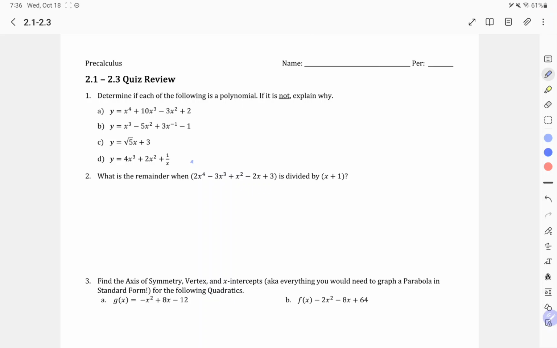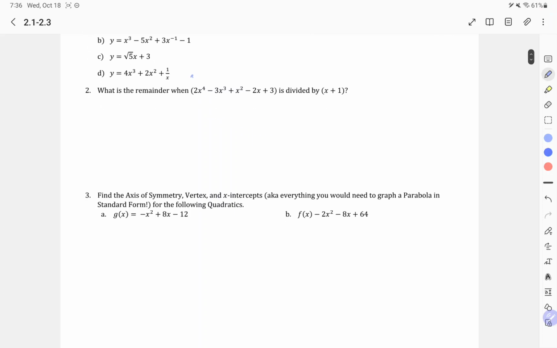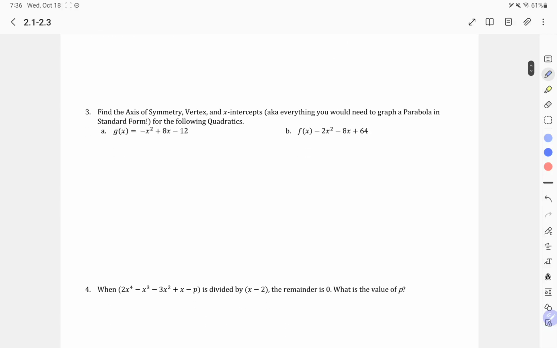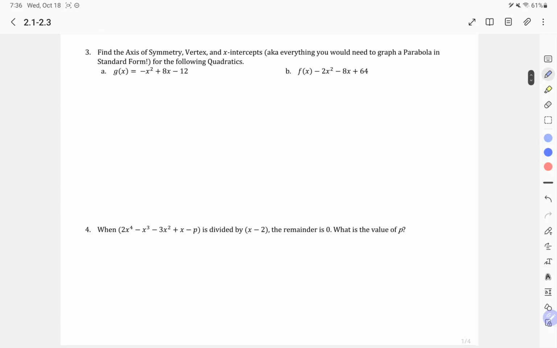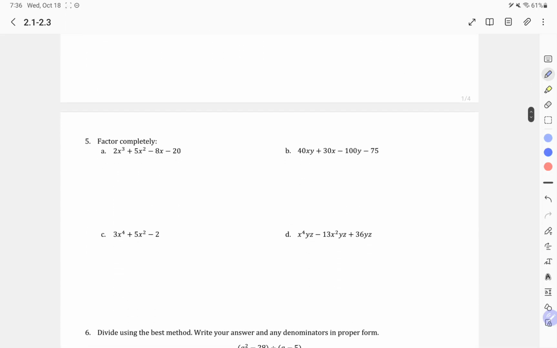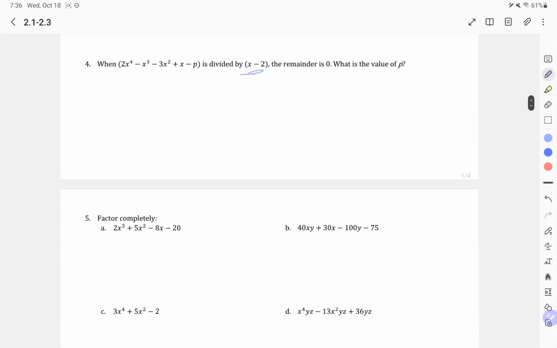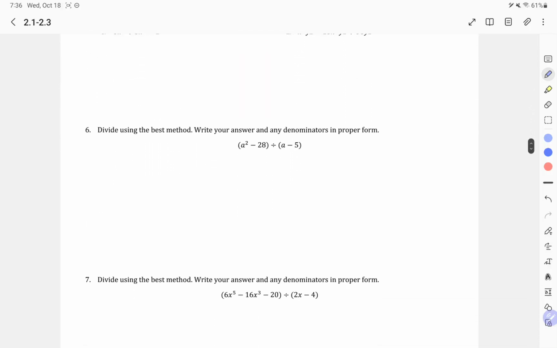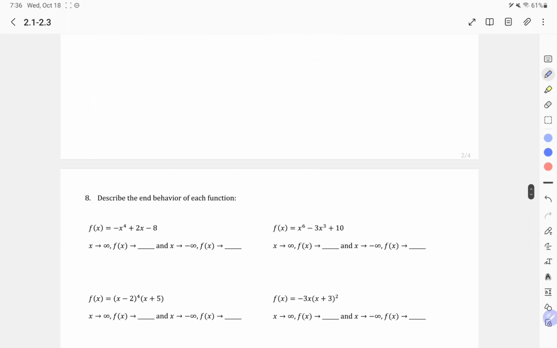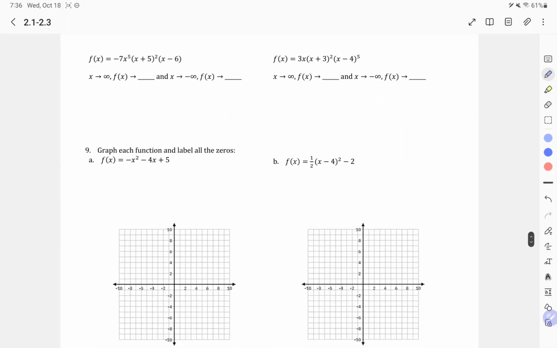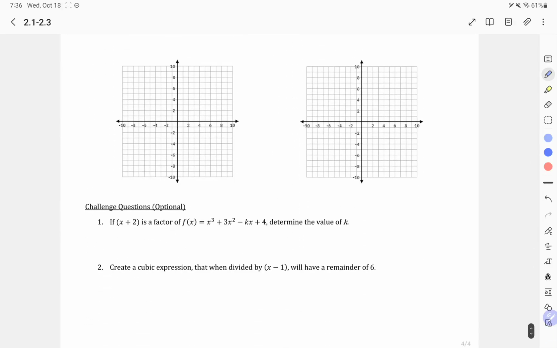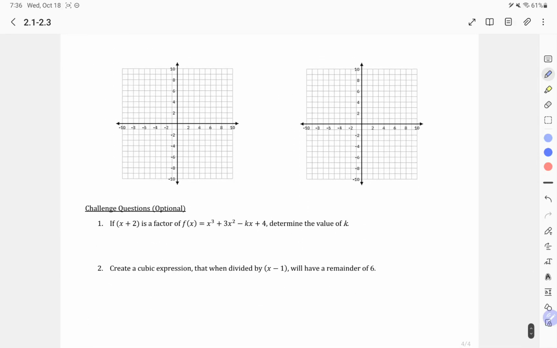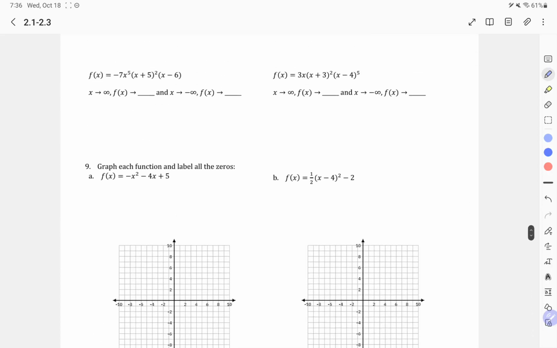Today I will be providing a comprehensive review of dividing polynomials, identifying polynomials, graphing polynomials, finding axis of symmetry, vertex, x-intercepts, as well as finding whether or not something like this is a factor or not with a remainder of 0 like that, factoring, as well as synthetic division, long division, and behavior, and as you can see, graphing with polynomials, and writing from the data given.